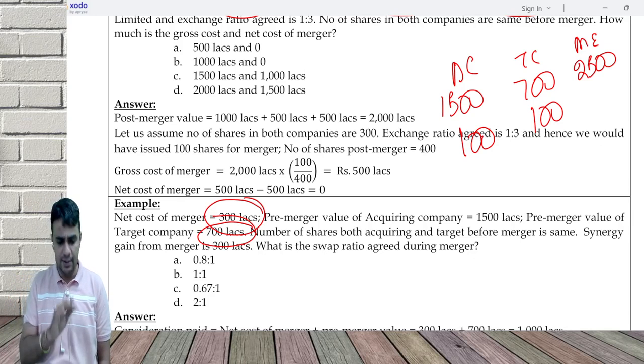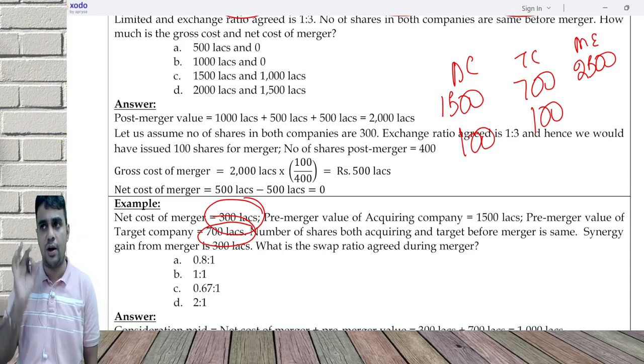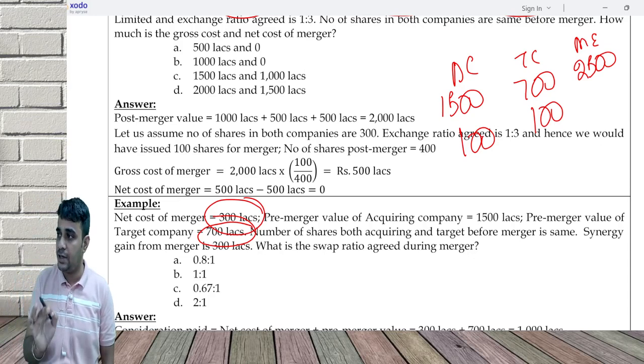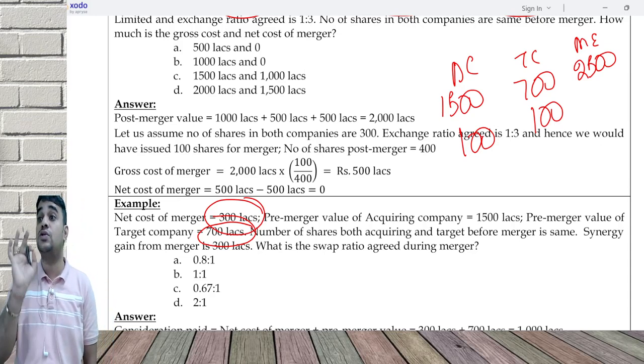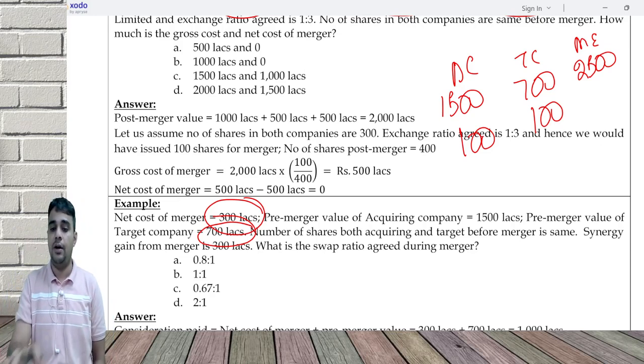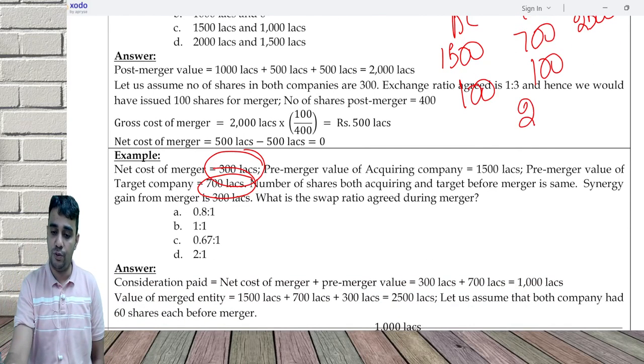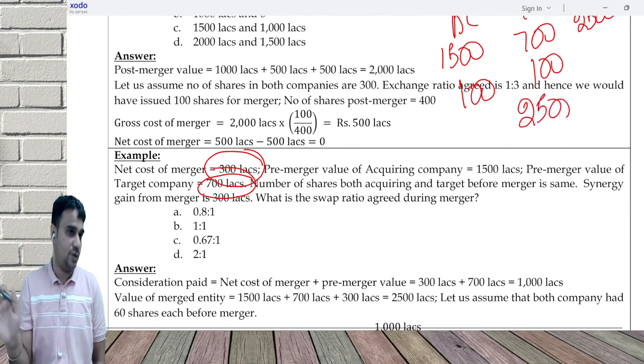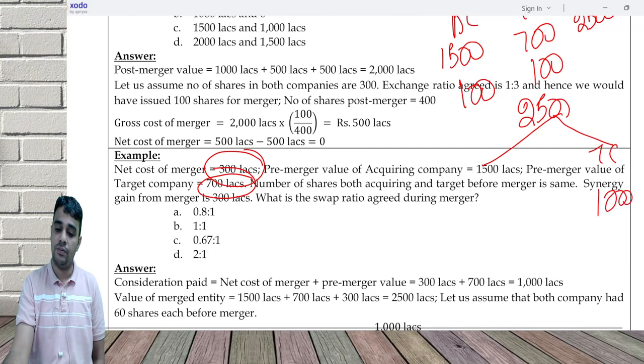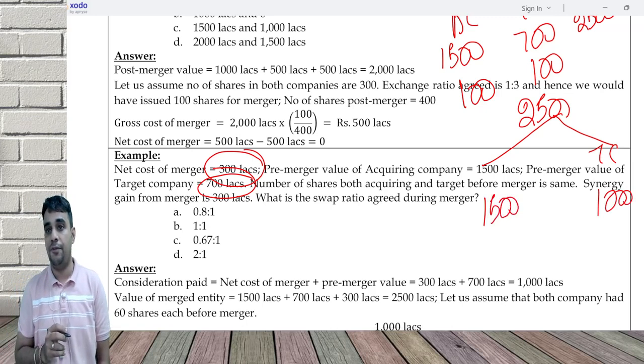These are very excellent questions. These MCQs will test your knowledge really well. 300 plus another 700, 1000 lakhs is the consideration paid. Now, what is this 1000 lakh? Of the 2500, which is the post merger value, I give TC 1000. AC will have the balance 1500.